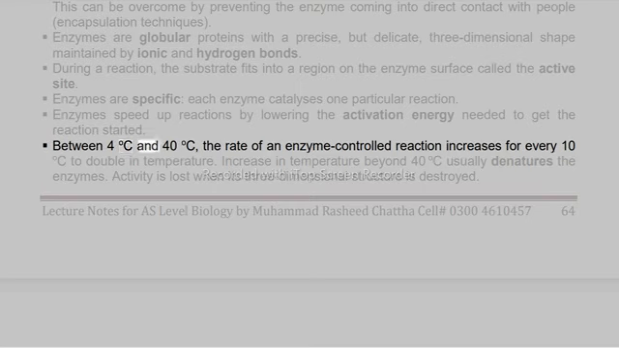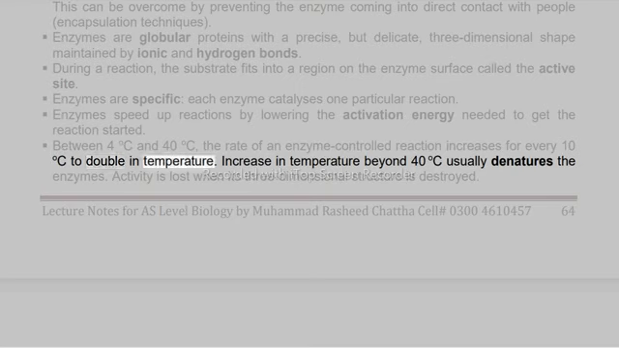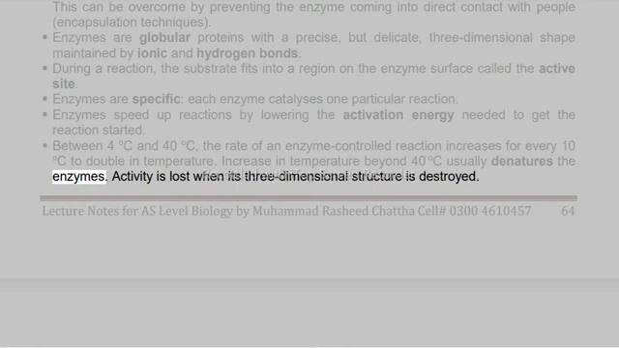Between 4°C and 40°C, the rate of an enzyme-controlled reaction doubles for every 10°C increase in temperature. An increase in temperature beyond 40°C usually denatures the enzymes. Activity is lost when its three-dimensional structure is destroyed.